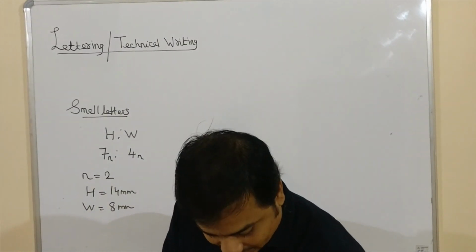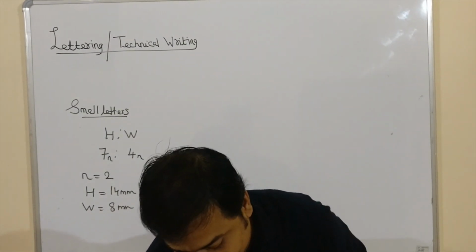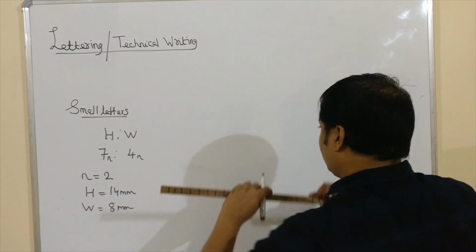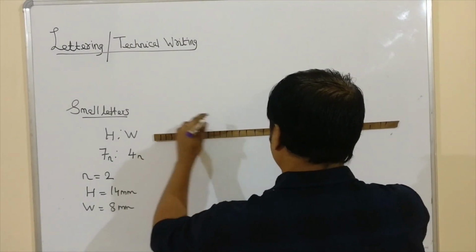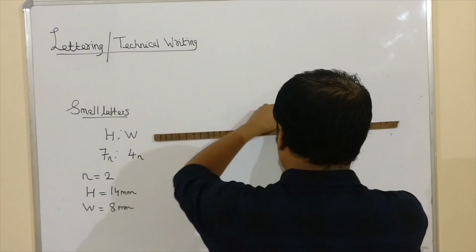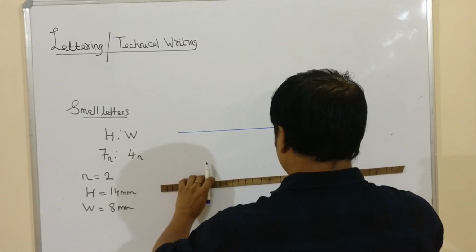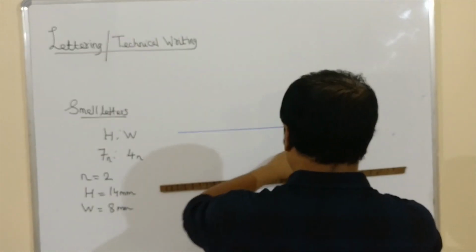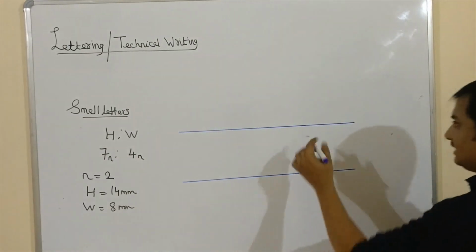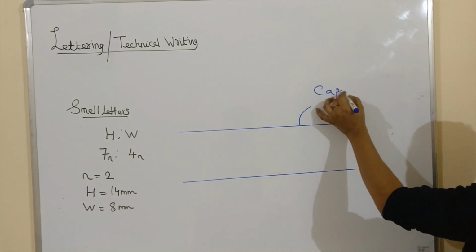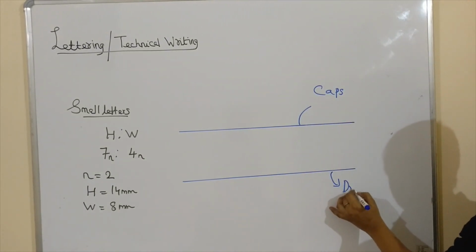So how do we start our drawing? Again, the procedure will be the same. You have to draw two lines, the caps line and the drop line. Again, this is the caps line and this is the drop line.